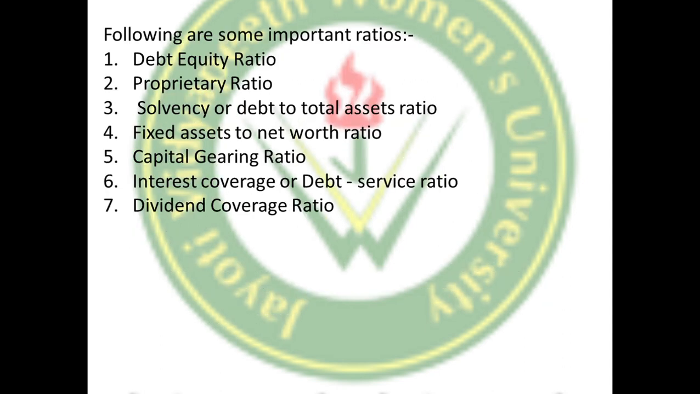Now this ratio is further divided into 7 parts. First is debt equity ratio, second is proprietary ratio, third is solvency or debt to total assets ratio, fourth is fixed assets to net worth ratio, fifth is capital gearing ratio, sixth is interest coverage or debt service ratio, seventh is dividend ratio.